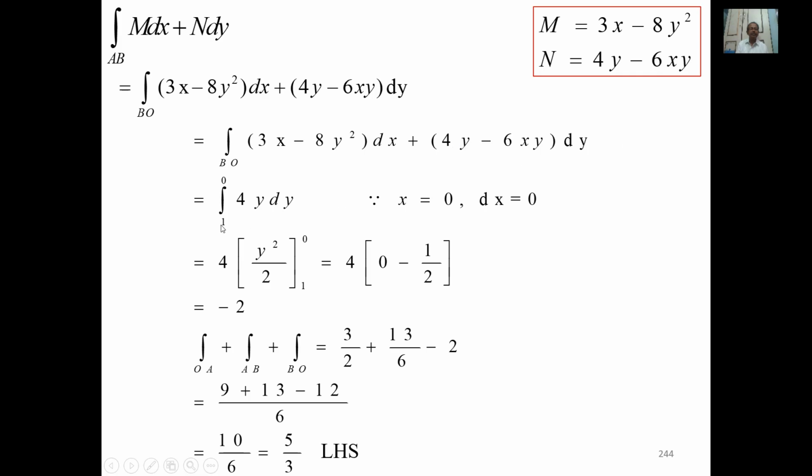So integration 1 to 0, 4y dy will give us y squared by 2. Substituting the upper limit will give us 0. Substituting the lower limit will give us 1 by 2. So 4 multiplied by minus 1 by 2 will give us minus 2. Now adding all the three line integrals, we will have 3 by 2 plus 13 by 6 minus 2. Taking the LCM, we will have 10 by 6, which is equal to 5 by 3. So this is for the left hand side. We have calculated all the three integrals and added them, which is nothing but 5 by 3.